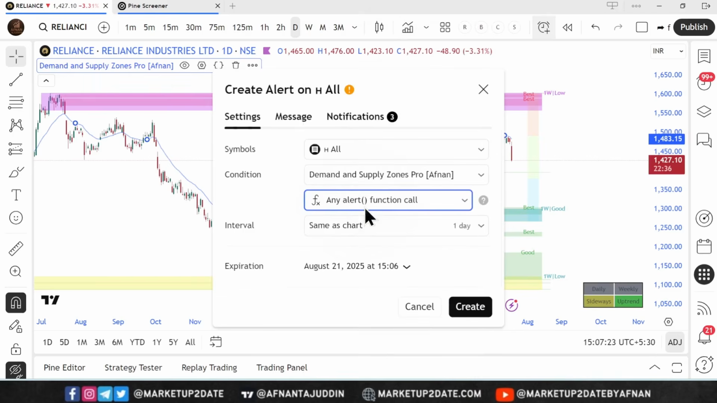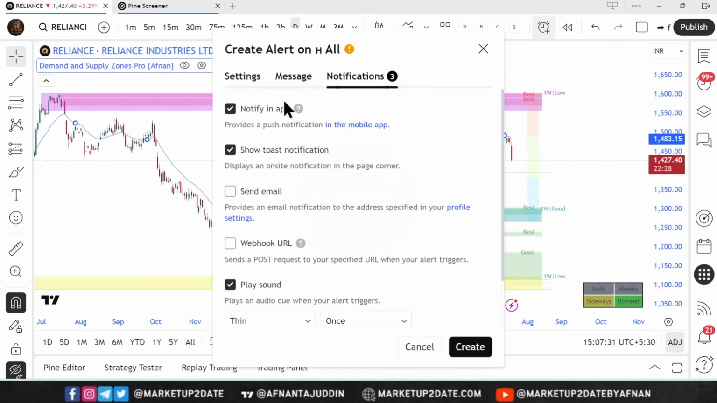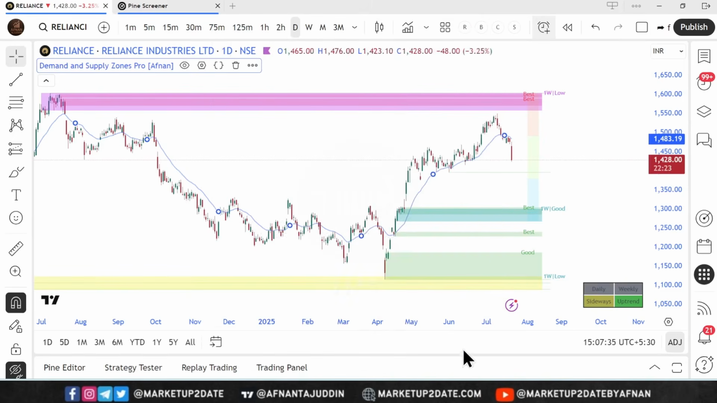The indicator is smart. It knows which alerts to trigger based on the checkboxes you enabled in the settings menu, like on-demand zone, new supply creation, and so on. Click Create. And that is it. Your smart alert is now active and will notify you when all of your specific conditions are met.